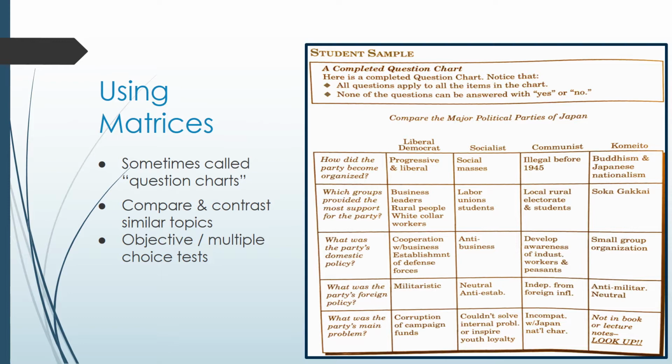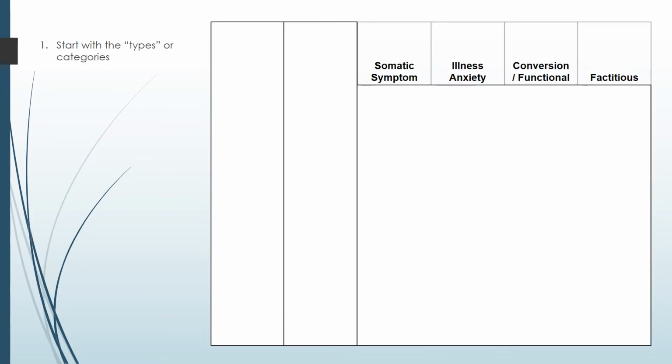On a scratch paper or in your notebook, create a grid similar to the one above. For the purposes of this video, I'm going to create an example matrix that compares and contrasts somatic symptom disorders from an abnormal psychology class I took. So let's start putting this matrix together. We'll start with the types, the varieties of somatic and dissociative disorders.